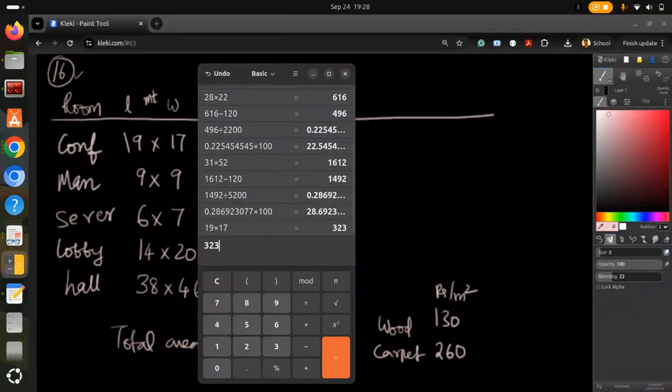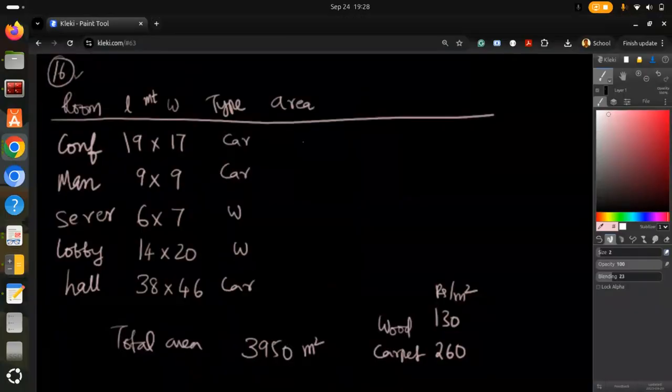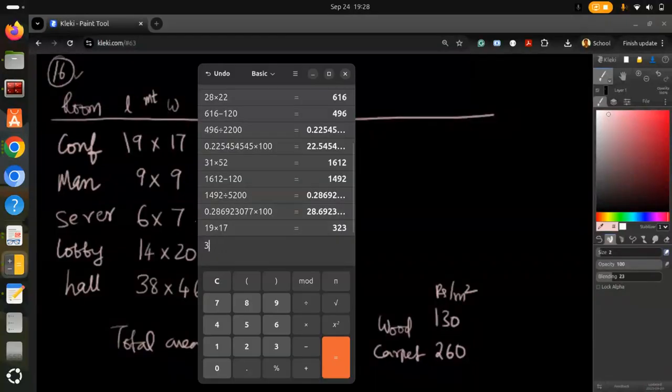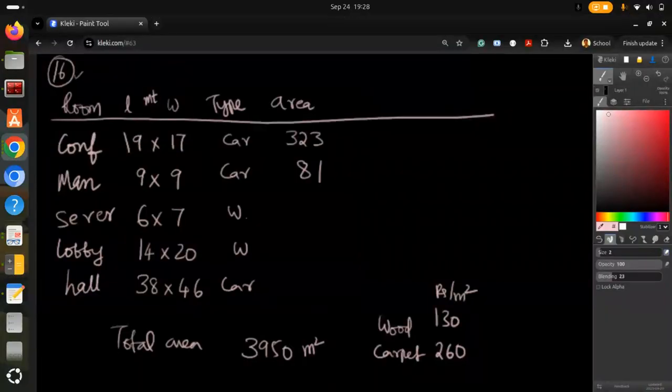19 into 17, which comes to 323. So this is 323. 9 into 9 is 81. 6 into 7, 6 into 7. Okay, so 6 sevens are 42. Because this is wooden floor, I will slightly write it on the side.